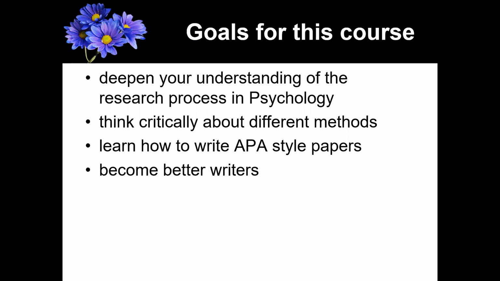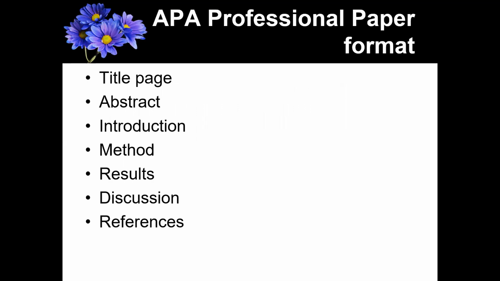So remember, if you read the syllabus, which hopefully you did, we're going to think critically about different methods, understand the research process in psychology, but also learn how to write APA style papers and become better writers. So we could spend a whole course on these last two, but here's what we can fit. When you write an APA paper, you're going to have a title page, an abstract, an introduction, method, results, discussion, and references. Right?